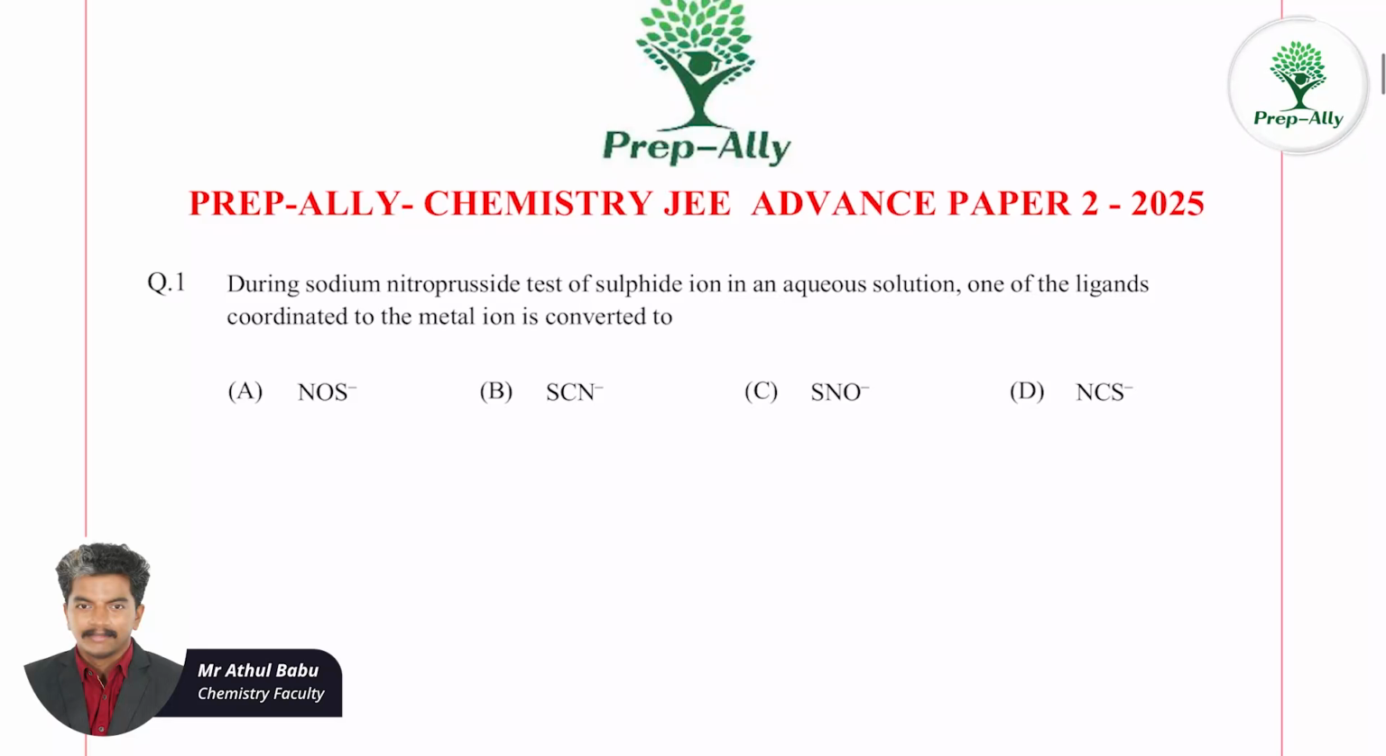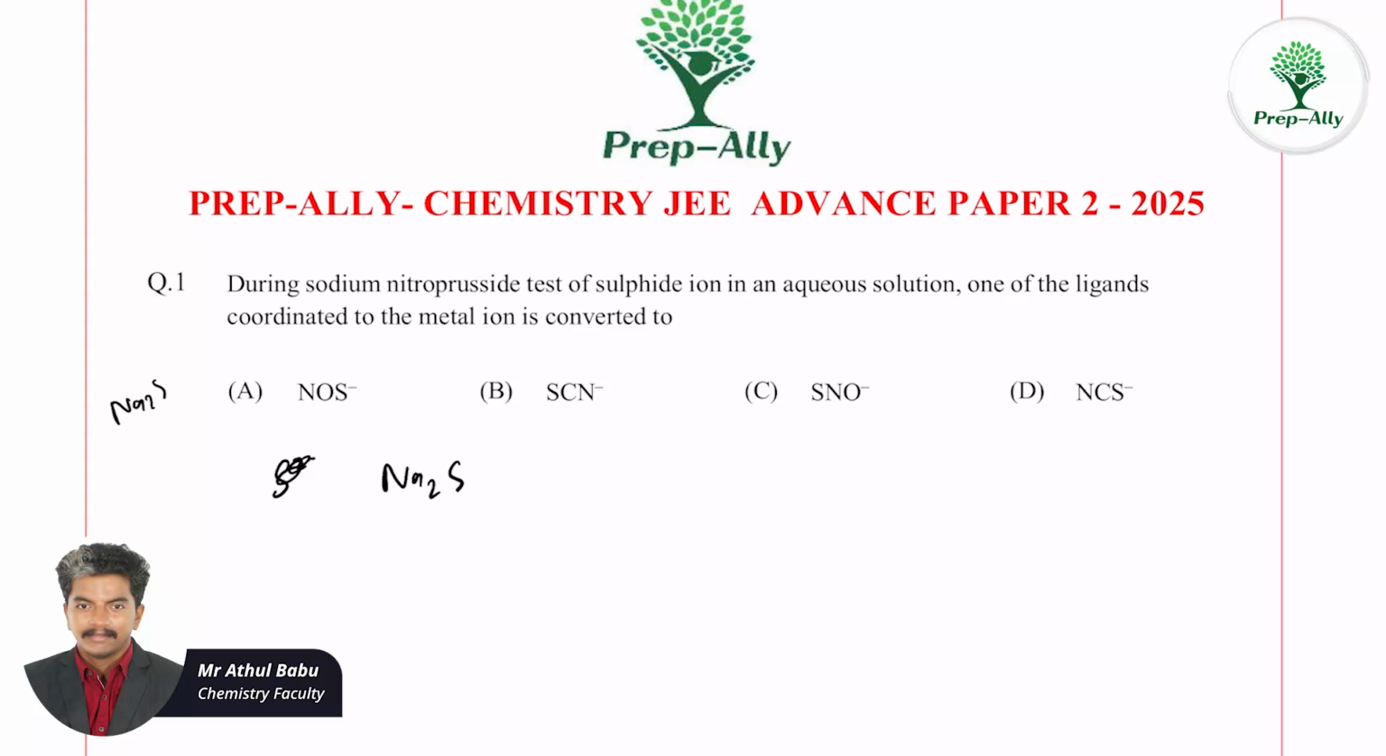Alright. So if you look at this question, first question, during sodium nitroprusside test for sulfide ion in an aqueous solution, one of the ligands coordinated to the metal ion is converted into. So this is very simple only. Sulfide ion will generally be S2 minus. It can be Na2S also. Na2S also it will be existing. So let's write that instead of S2 minus.